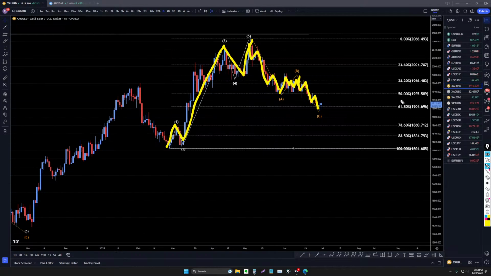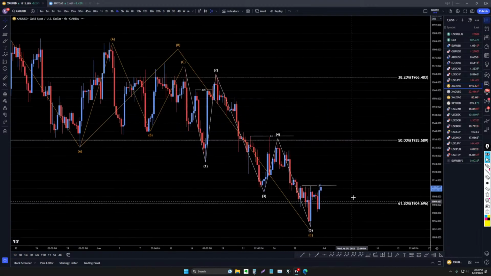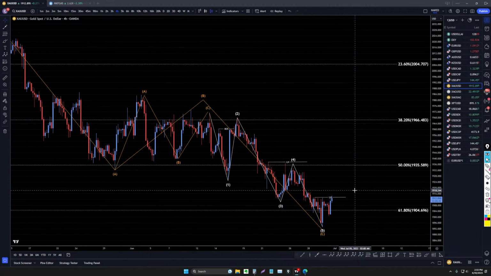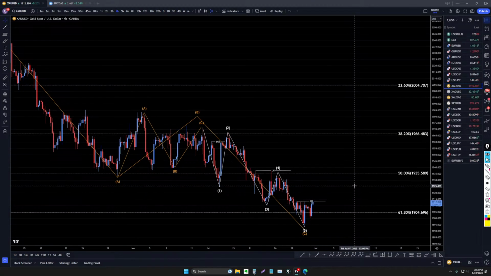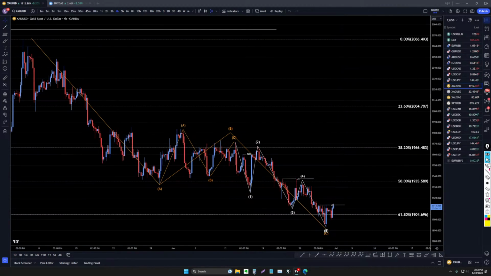Wave C, 61.8% Fibonacci. It definitely isn't confirmed to be over yet, but I think it is going to be confirmed probably sometime next week that this is over and that we're heading back up. I do believe that gold is heading to at least 2200, if not even higher. Now going down here, boy, it does not want to break structure. There's so much selling pressure right now on gold, it's ridiculous.